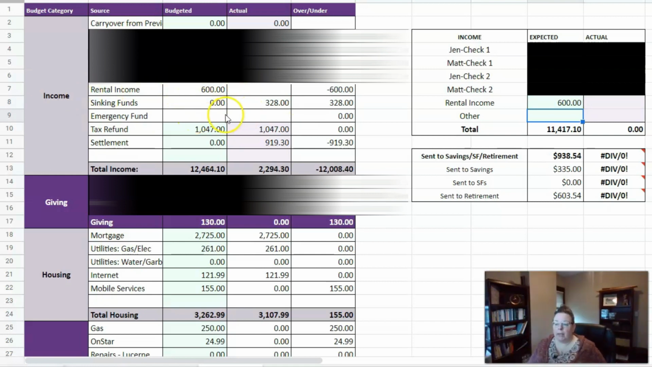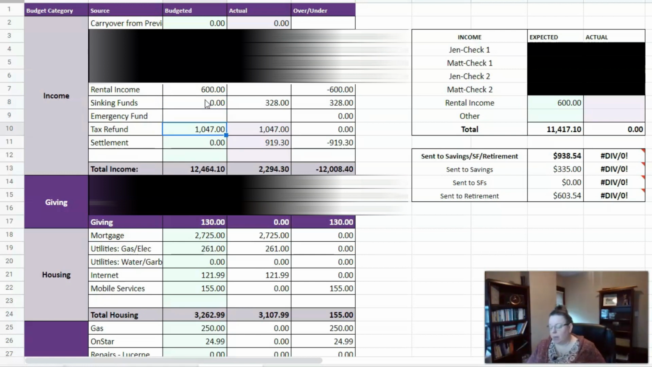We don't plan on doing anything in sinking funds. And the reason why it's 600 instead of 750 is because there were 5 Fridays in April, and that only happens once every 3 months. So we have sinking funds. We don't plan on doing anything with that, nothing with the emergency fund.